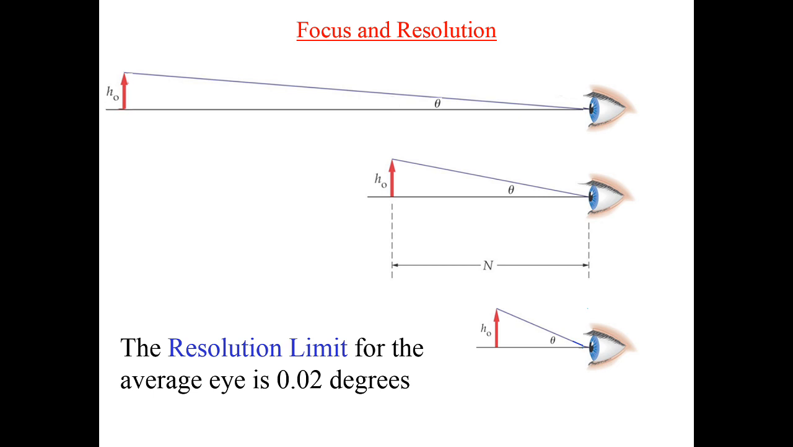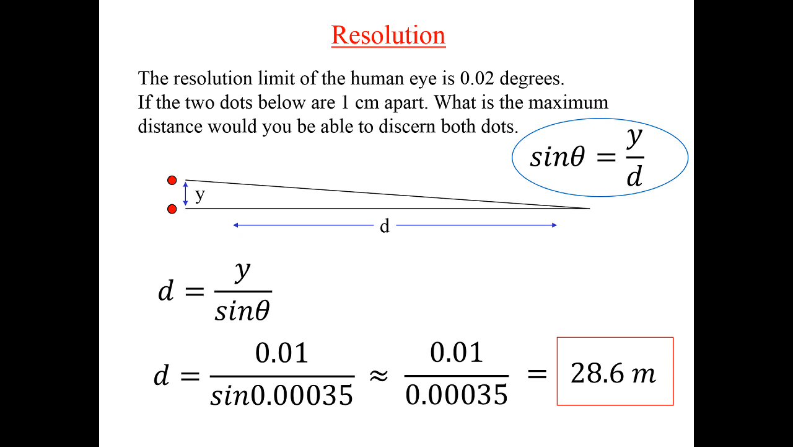What is an issue with your eye is if it cannot form the focal length necessary to project an image onto your retina. That is an issue that can be fixed with corrective lenses. So to think about this, we'll look at two dots and figure out what is the maximum distance at which our eye would be able to distinguish the two dots. We would be able to tell them apart. So our two dots are 1 centimeter apart, and the resolution of our eye is 0.02 degrees, or 0.00035 radians.